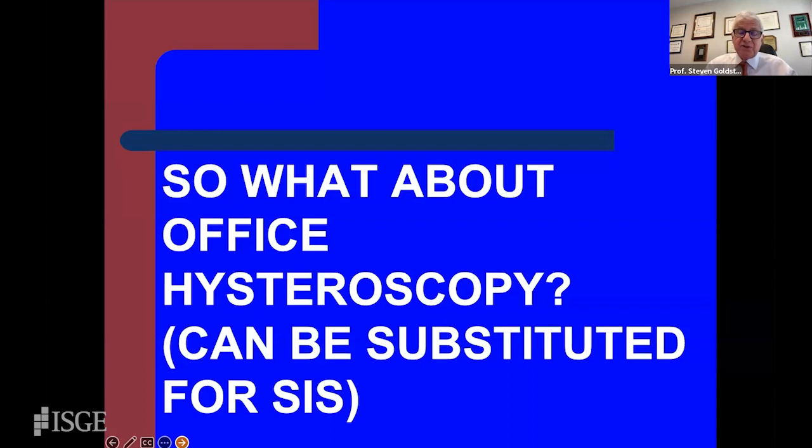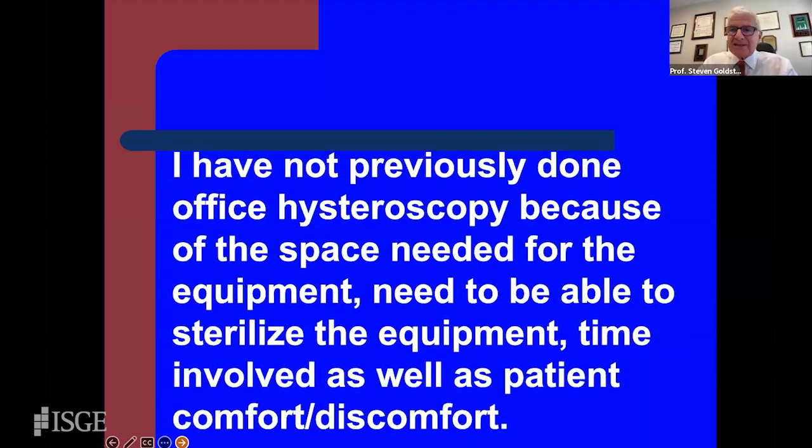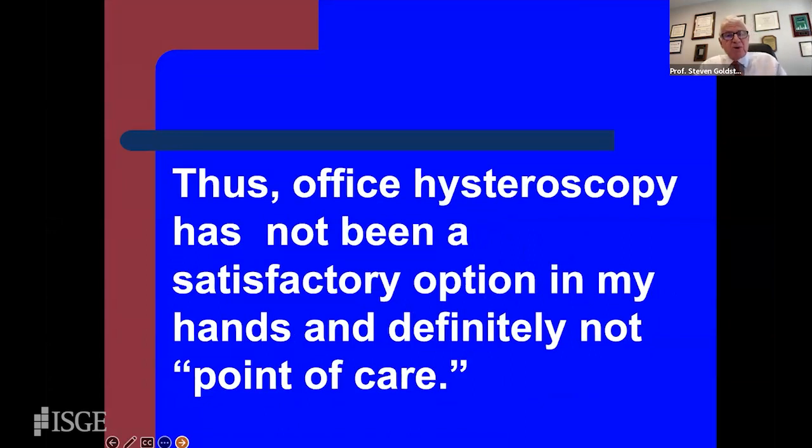And I would say as an aside, if you have this available, this can be substituted for saline infusion sonohysterography. They really are relatively equivalent for diagnostic purposes. In the past, I had previously not done any office hysteroscopy because of the space needed for the equipment, the need to be able to sterilize the equipment, the time involved, as well as issues of patient comfort and discomfort. Thus, in my hands, office hysteroscopy in the past was not a satisfactory option, and therefore definitely was not point of care, something I could do for the patient when she came to visit me.